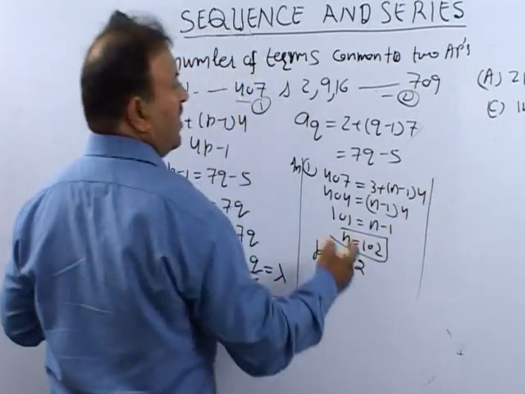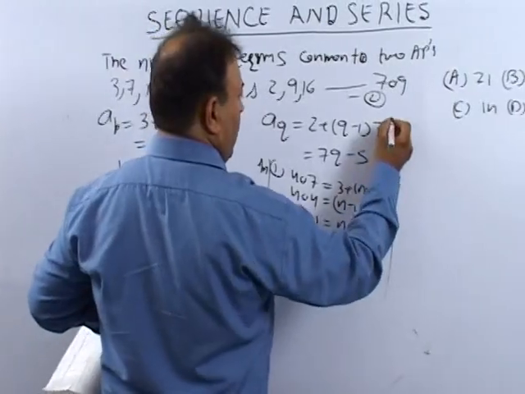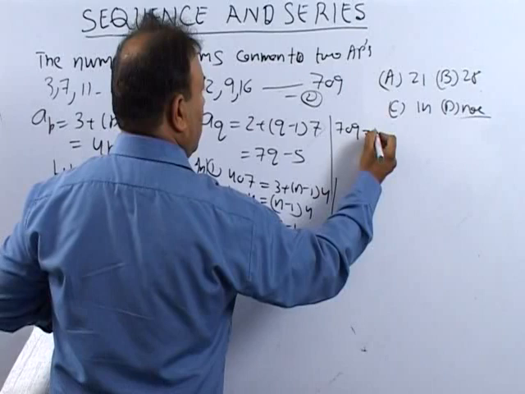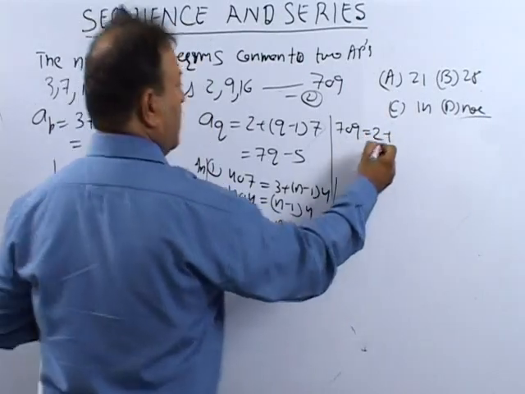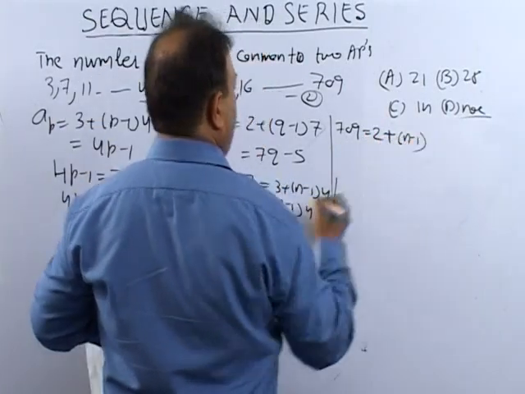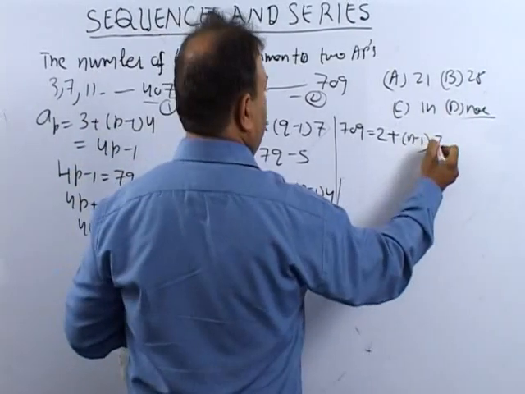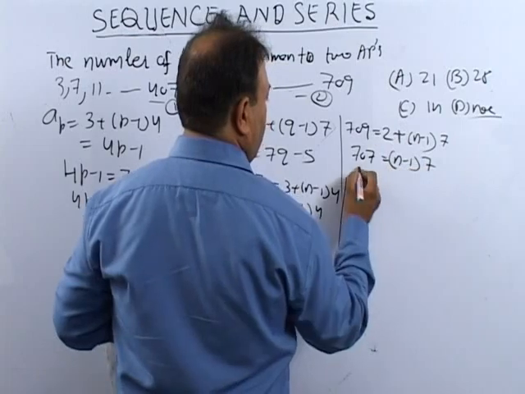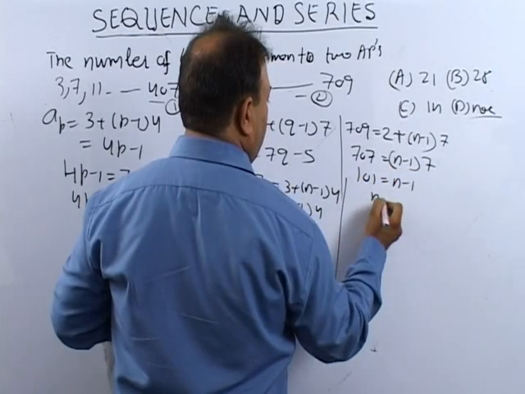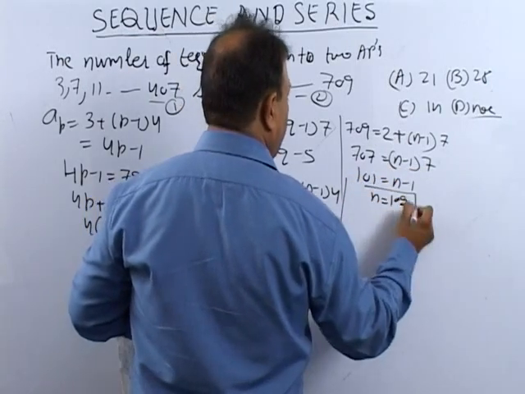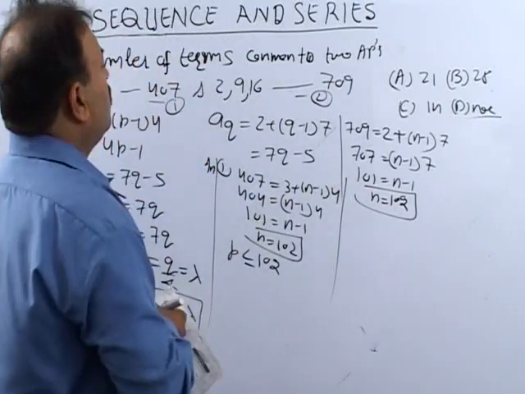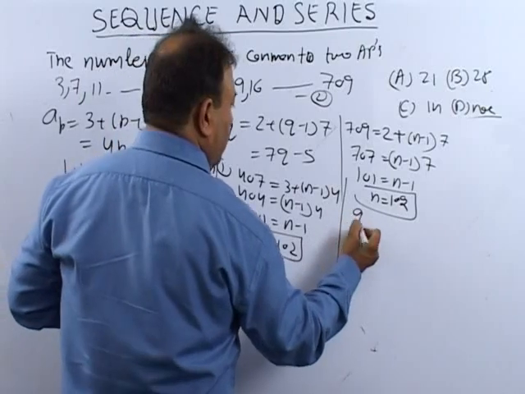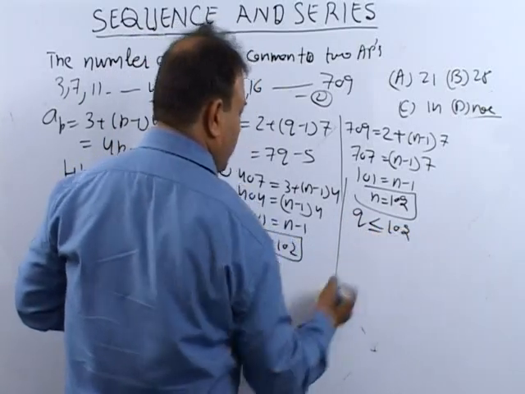Here also I find out the last term. I start from here. It is 709 is equal to 2 plus n minus 1 into 7. It is 707 is equal to n minus 1 into 7. 101 is n minus 1, n is equal to 102. इसका मतलब क्या हुआ? दोनों में नंबर ऑफ टर्म्स 102 है. It means I can say Q is less than equal to 102.